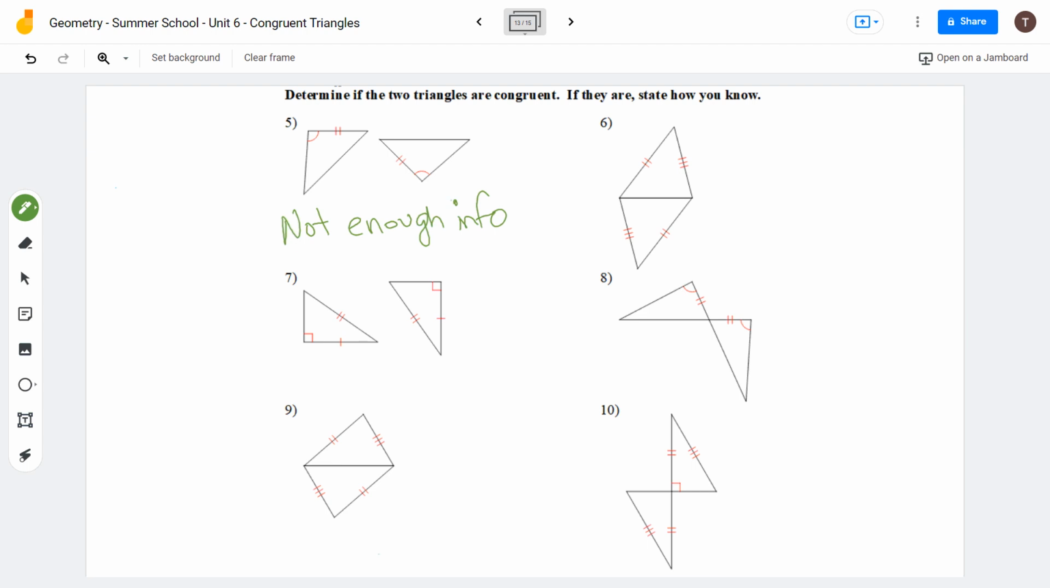Number 7 is right triangles. I have a pair of corresponding legs, and I have a pair of corresponding hypotenuses. So that would be yes, because of hypotenuse leg. For number 9, remember we talked about reflexive. So even though that side's not marked, I know it's the same in both of them. So this would be yes, and I have 3 pairs of corresponding sides that are congruent. So SSS.